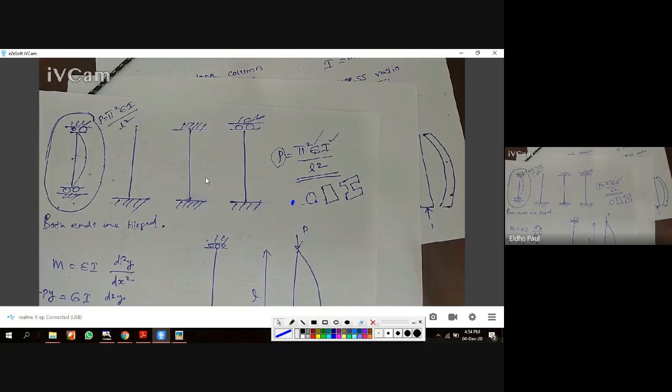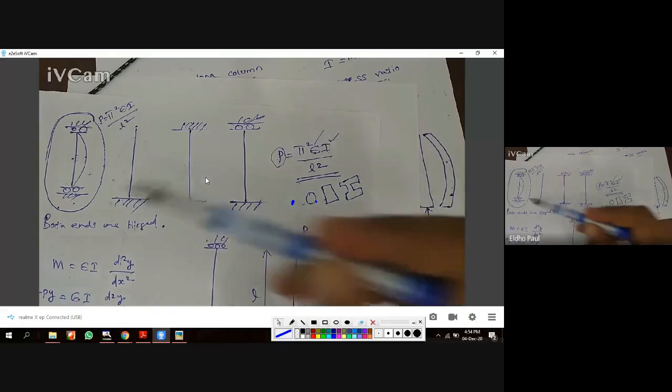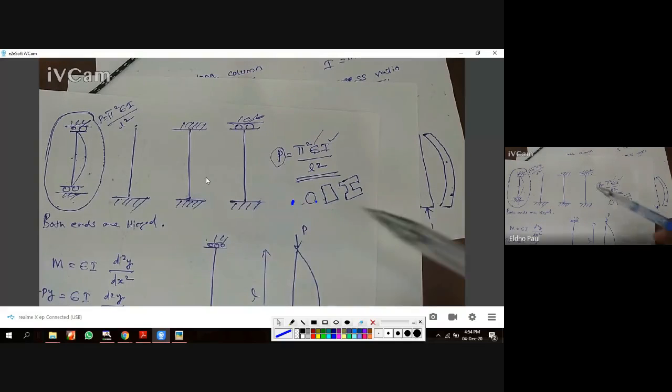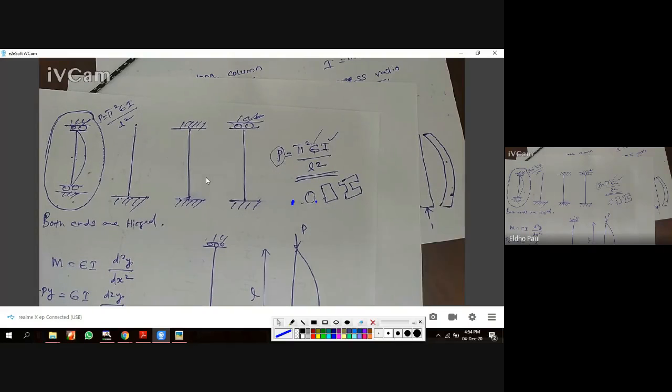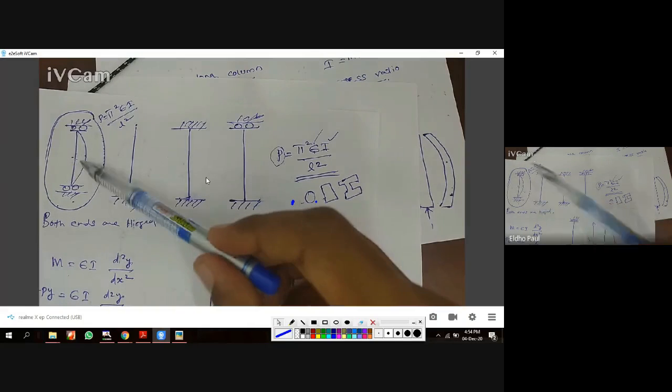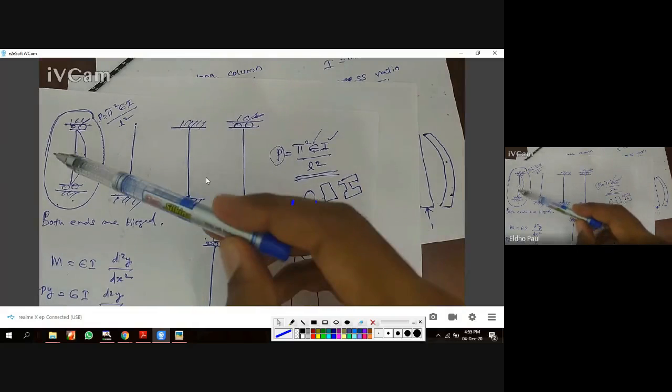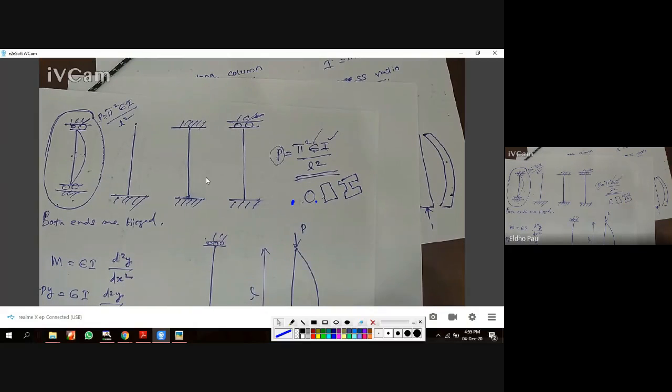For example, in case of I section, the I value is very high. So we can select I section for making this column. Then load carrying capacity can be increased. Similarly, the E value, that is the material property, select a material with a higher E value. Then the strength of the column will increase. It can carry more load with the same cross section.